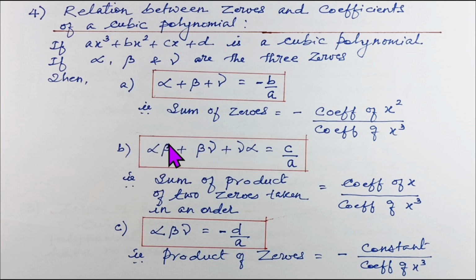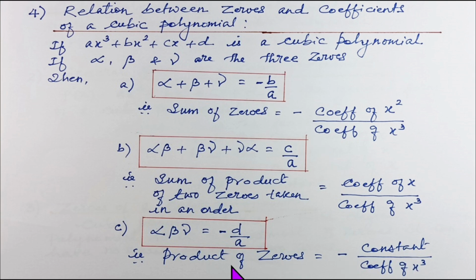Now, if you take the product of the zeros two at a time, that is alpha beta plus beta gamma plus gamma alpha, then it is c by a. Therefore, the sum of the product of two zeros taken in an order is equal to coefficient of x, because c is coefficient of x, divided by coefficient of x cube. Remember that. And the product of the zeros, alpha beta gamma, is equal to minus d by a. That is, product of zeros is minus times constant upon coefficient of x cube.